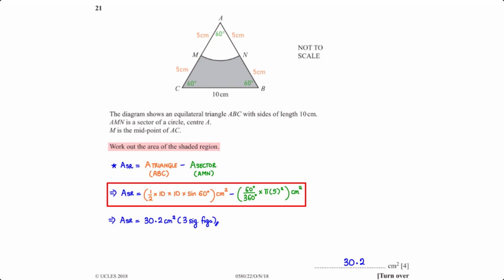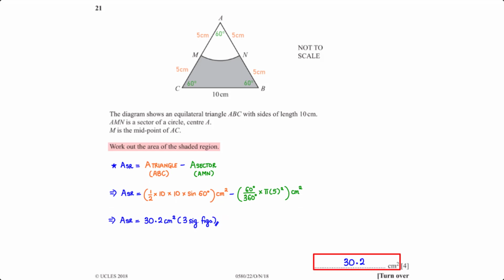The area of the sector can be found using the formula theta over 360 degrees times pi r squared, where theta is 60 degrees and the radius r is 5 centimeters. When we type this into the calculator, we get 30.2 centimeters squared, rounded to 3 significant figures.